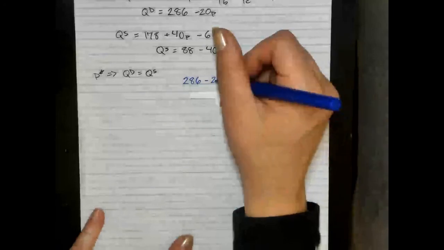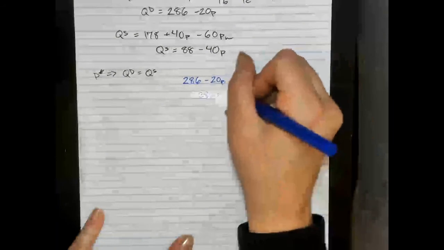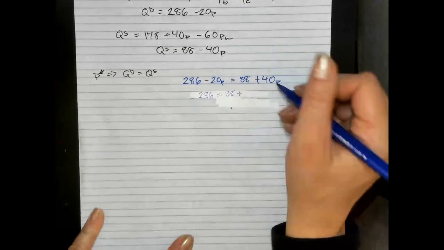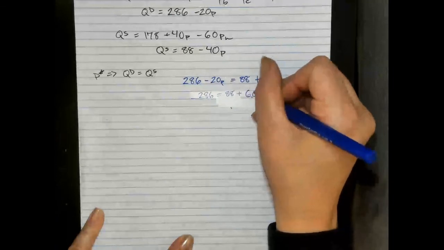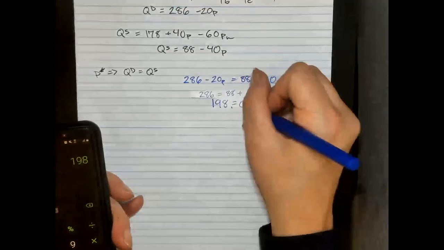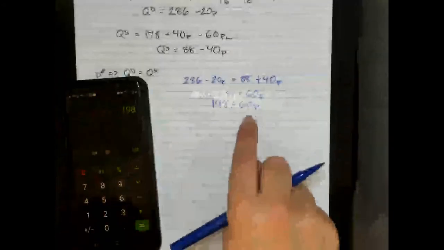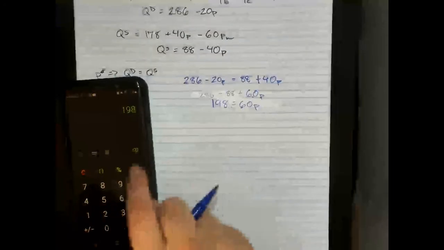So now we can add 20p to this side. So we have 286 equals 88 plus 20p plus 40p, which is going to be 60p. Subtract 88 from both sides, which is going to give us 286 minus 88 is 198 equals 60p. And then we can go ahead and divide both sides by 60. So 198 divided by 60 is 3.3.